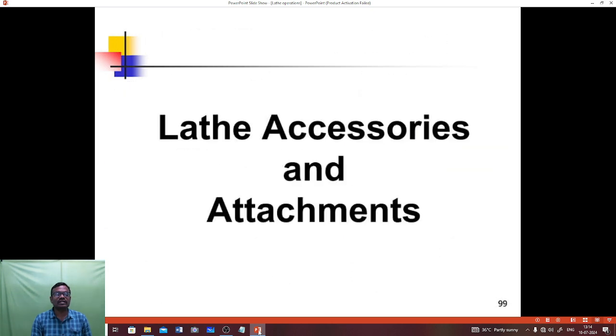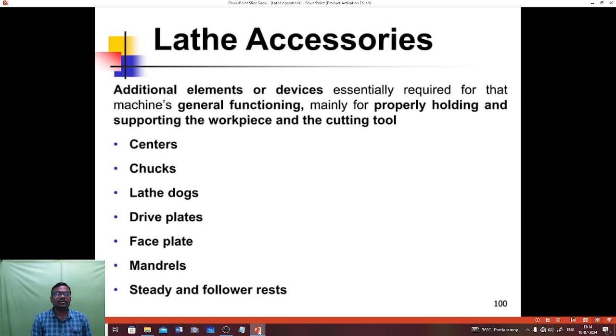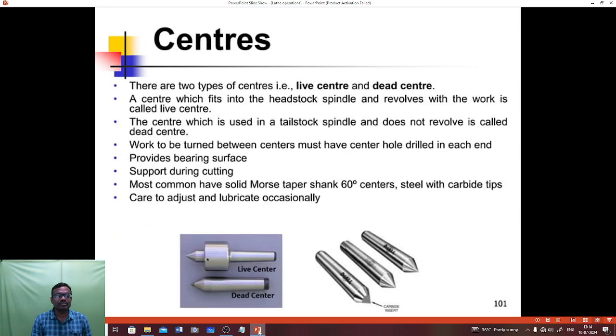Lathe accessories and attachments. These are additional elements or devices essentially required for the machine's general functioning, mainly for properly holding and supporting the workpiece and the cutting tool. Centers, chucks, lathe dogs, drive plates, face plate, mandrels, steady and follow rests are some of the additional attachments.